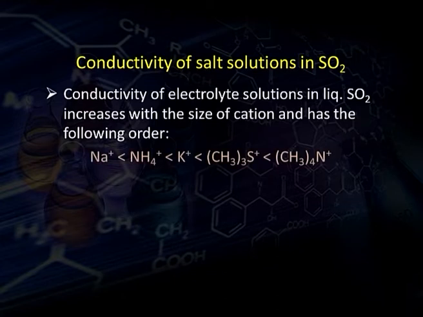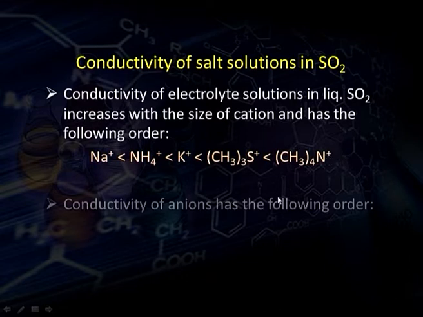Conductivity of electrolyte solution in liquid sulfur dioxide increases with the size of the cation and it has the following order. Like we can see here, sodium ion has a small size, therefore its conductivity in liquid SO2 is very low. Then we have ammonium ion whose size is greater than that of sodium ion, therefore its conductivity is a little more. Then we have potassium ion similarly with greater size. Then we have trimethyl sulfur ion and finally, we have tetramethyl ammonium ion whose size is the largest among all these. Hence, the conductivity of this final compound, tetramethyl ammonium ion, is the largest in liquid SO2.